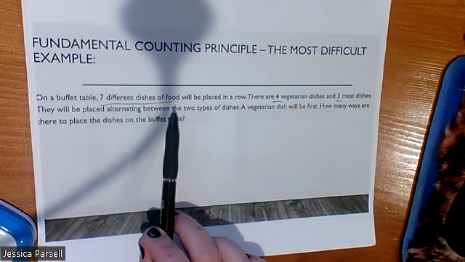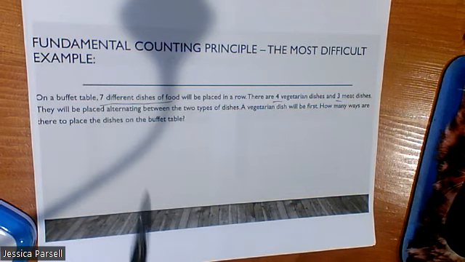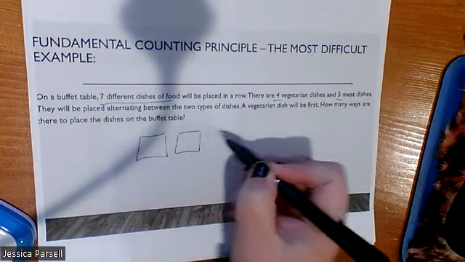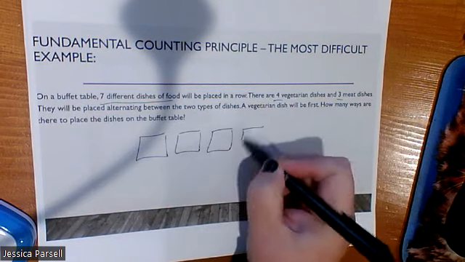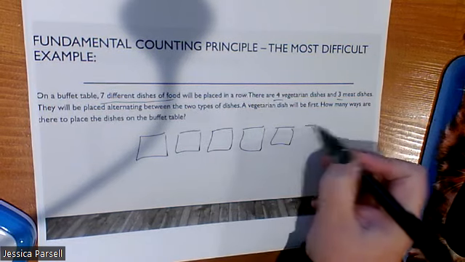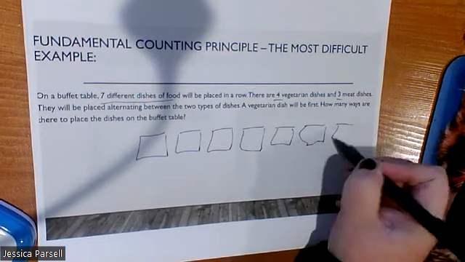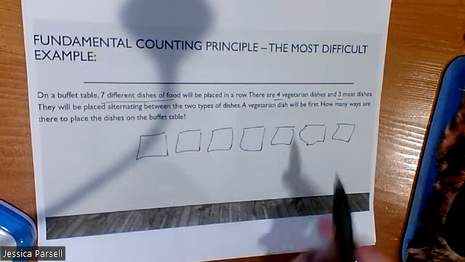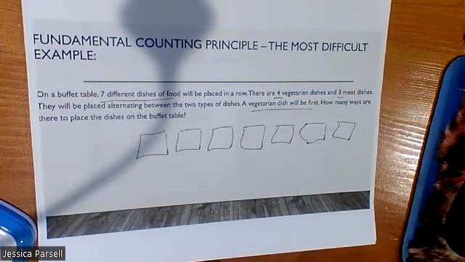Okay, we got 7 different dishes of food. So I want you to think about this. I want you to pause this video and maybe draw out 7 representations of those dishes. Oh, that's a terrible box. Think about what's going to go in here, especially since they're telling you that a vegetarian dish has to be first. So pause the video and then come on back.